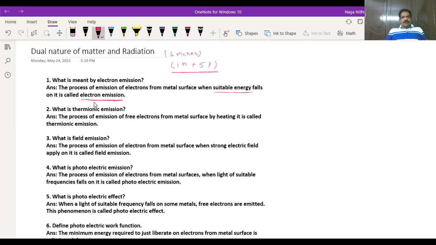Electron emission is of 3 types. The first one is thermionic emission. Another one is field emission. Another one is photoelectric emission.